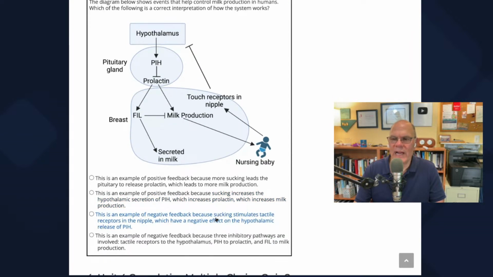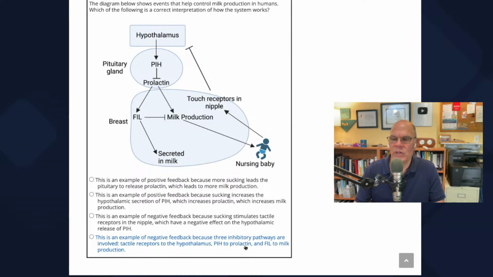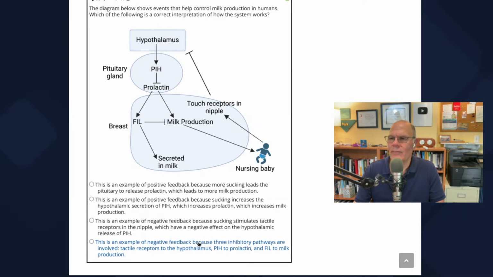This is an example of negative feedback because sucking stimulates tactile receptors in the nipple, which have a negative effect on the hypothalamic release of PIH. And the fourth choice, this is an example of negative feedback because three inhibitory pathways are involved: tactile receptors to the hypothalamus, PIH to prolactin, and FIL to milk production. I'm going to go with one. Could be wrong.